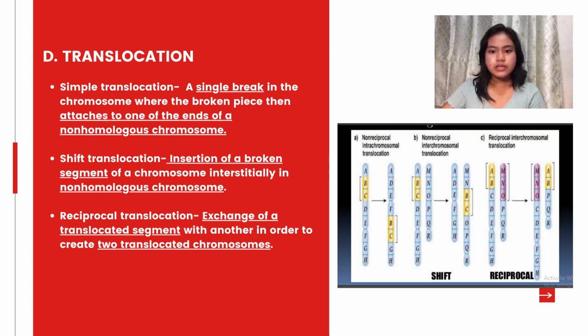Simple translocation involves a single break in the chromosome where the broken piece then attaches to one of the ends of a non-homologous chromosome. Shift translocation involves the insertion of a broken segment of a chromosome interstitially in a non-homologous chromosome. Reciprocal translocation is the exchange of a translocated segment with another in order to create 2 translocated chromosomes.